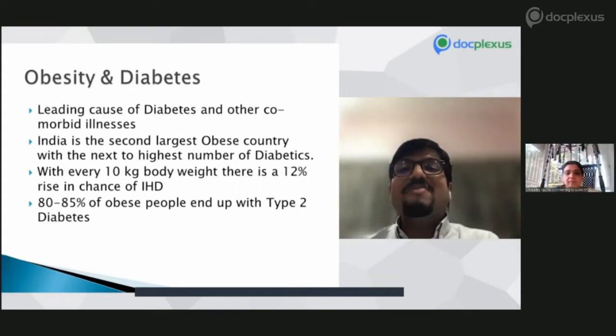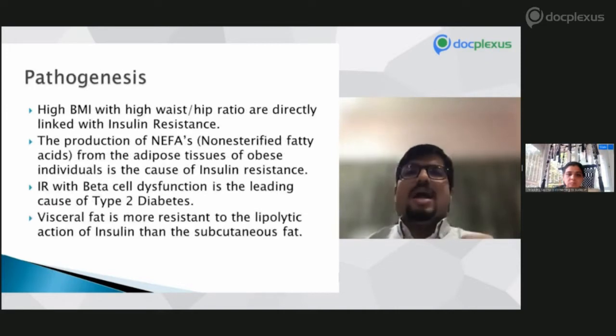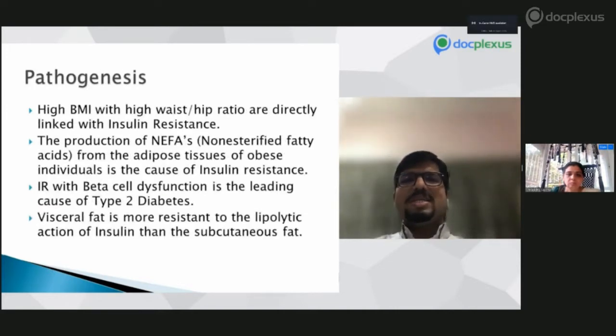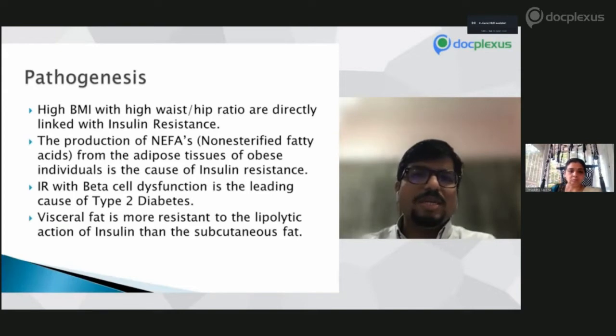80 to 85% of obese people will end up with type 2 diabetes. And this is a huge burden economically, socially, and on us as medical and paramedic staff to handle such a crisis, which is almost bigger than a pandemic. So we keep on discussing obesity, but what is the major pathogenesis of obesity? And why is it so important to be catching our patients early in the game?